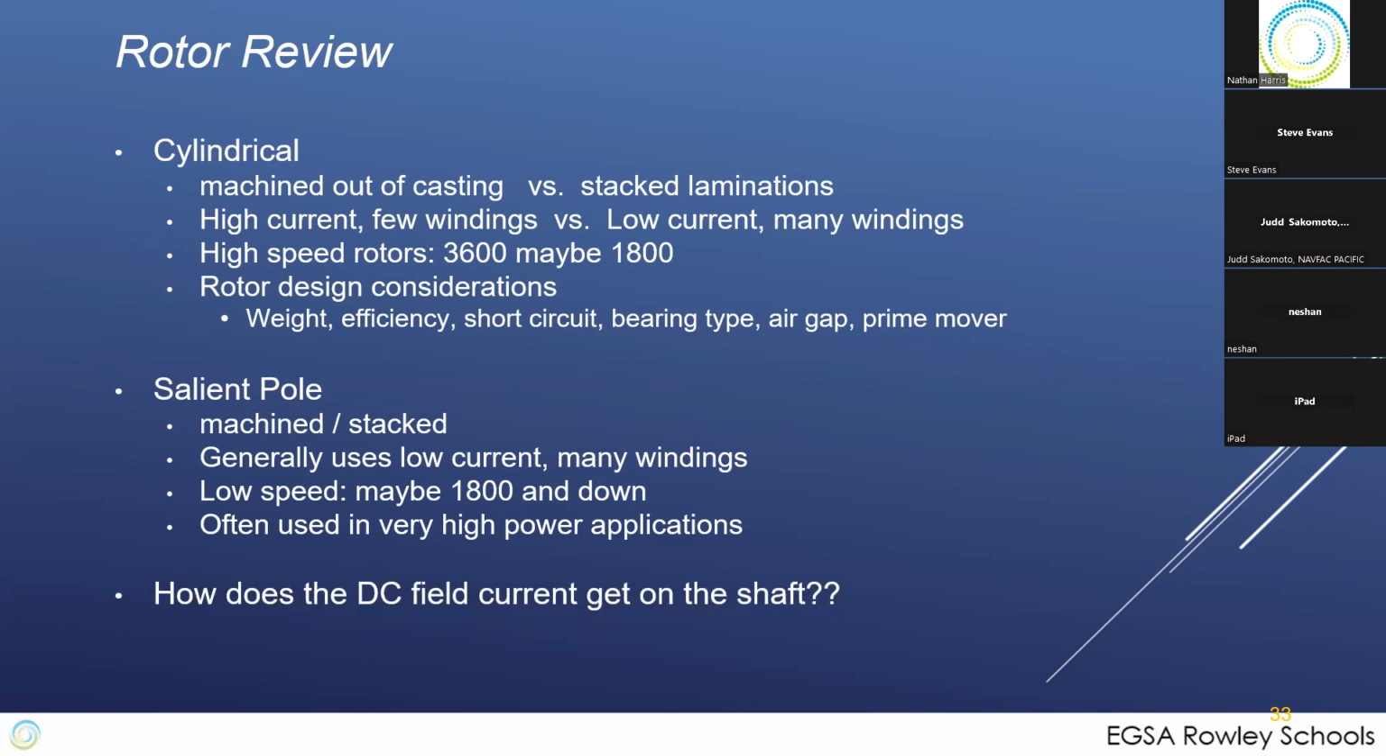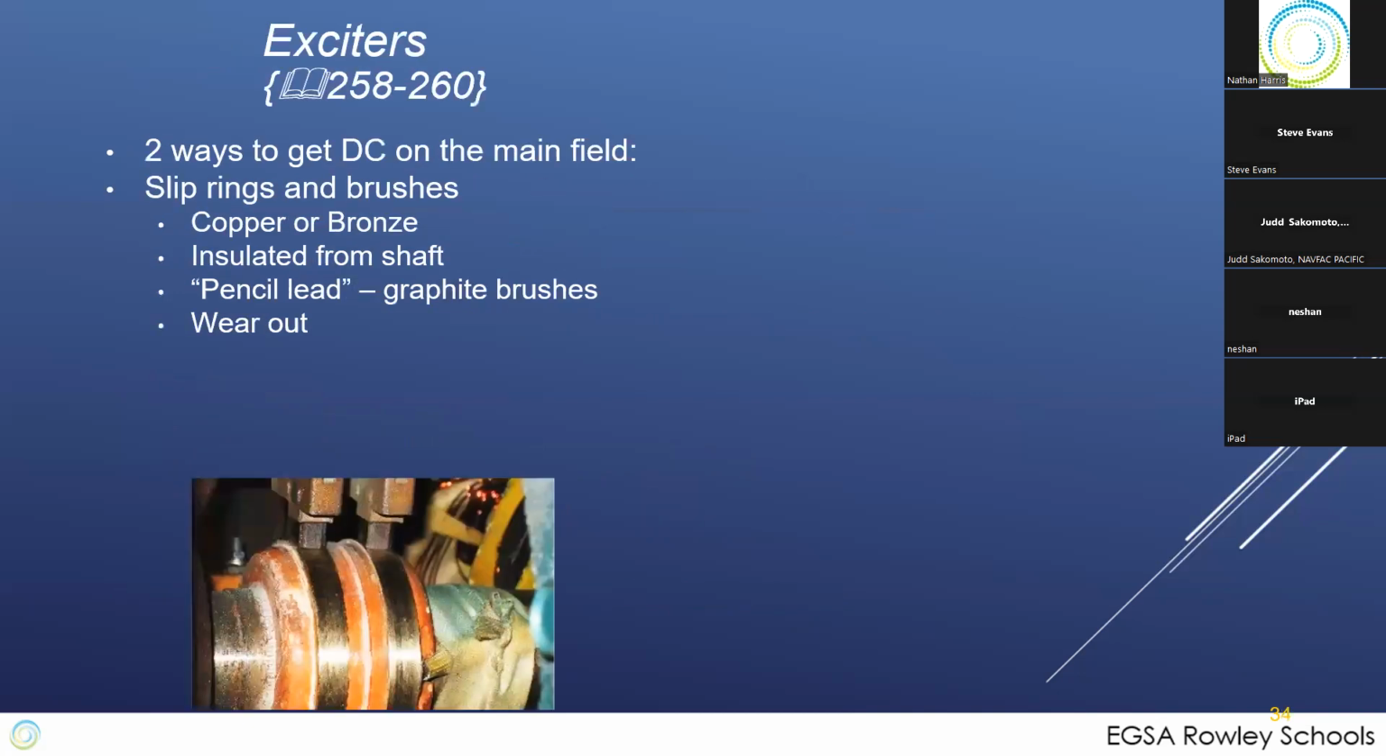In either one of them, we've got to get DC on the shaft. There are a couple of ways to get that DC on the shaft to produce that rotating magnetic field that's going to spin past our stator when we get there. So this pulls us into the exciters. Now, how do we get the current on there? Well, two ways. One is through slip rings and brushes.